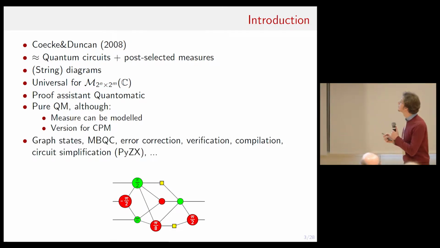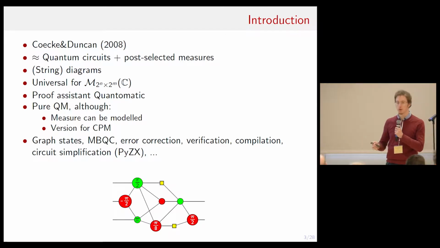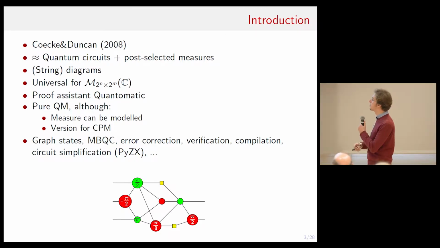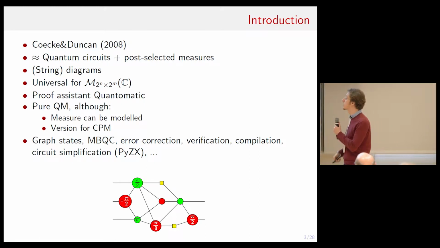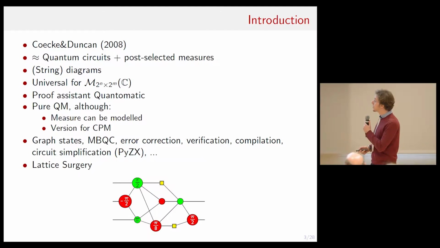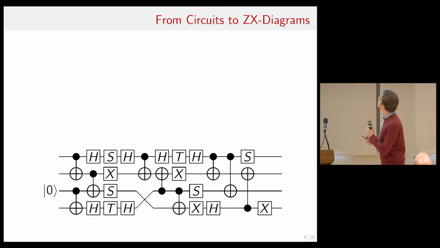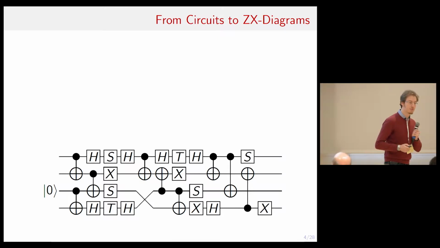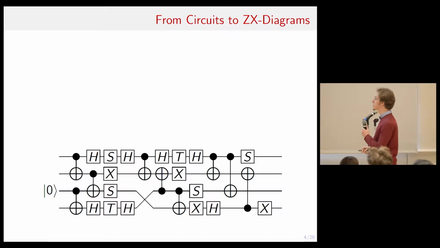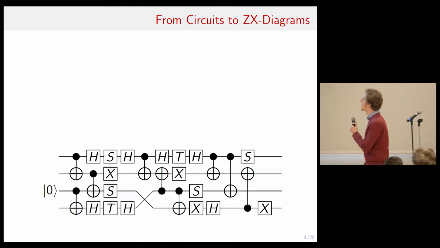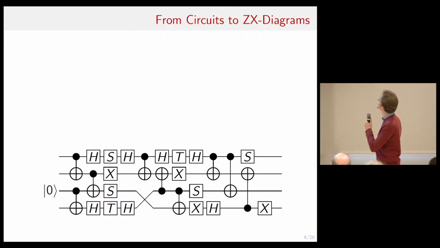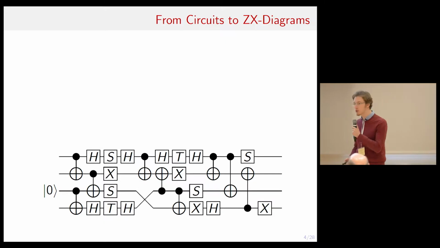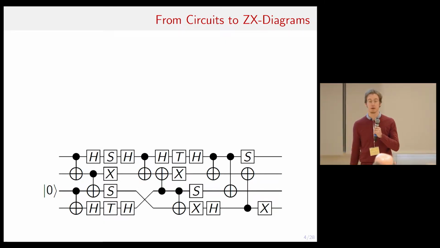All right, so the ZX calculus has many applications. It goes from MBQC to error correction, verification, and circuit simplification, for instance. And also, it is a language for lattice surgery. I will briefly talk about this in the applications. Okay, so I guess most of you know what a quantum circuit is, so I'm going to start with this. A randomly generated quantum circuit. And first, I'm going to show you how to translate it into a ZX diagram.